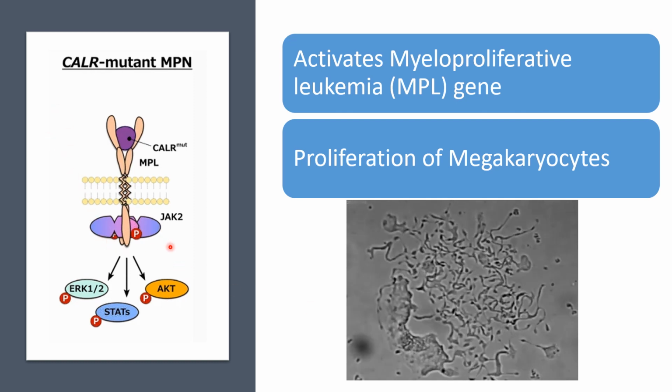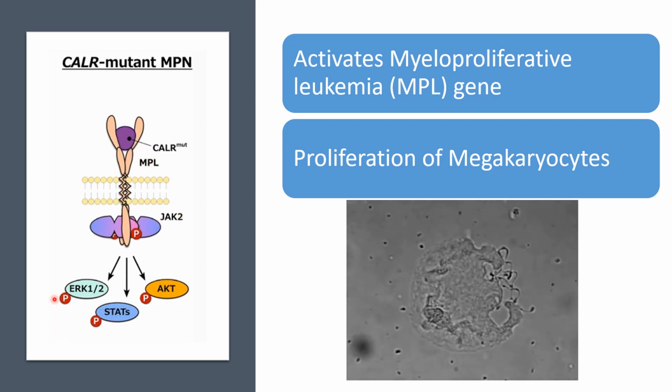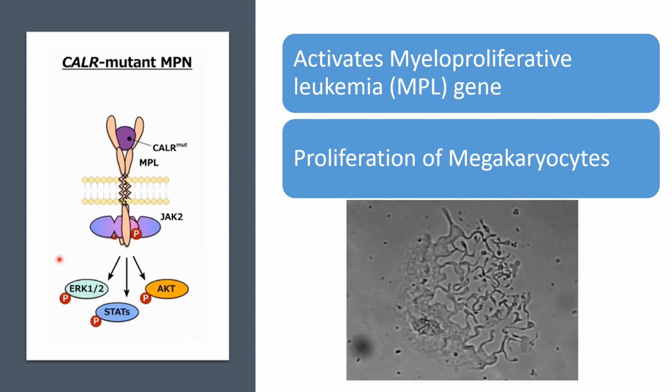This picture can also explain why a mutation in the JAK2 gene and a mutation in the MPL gene can also increase proliferation of cells.